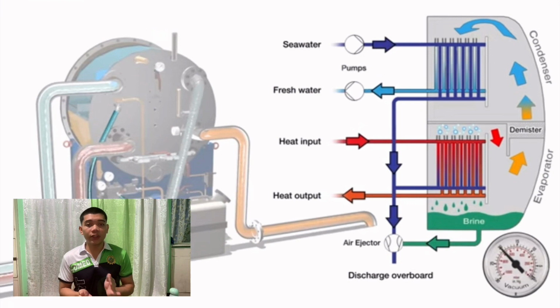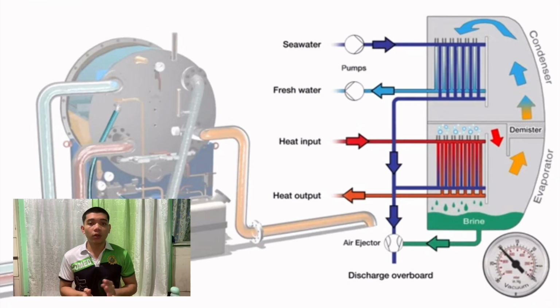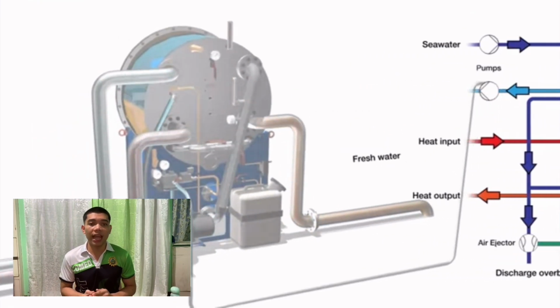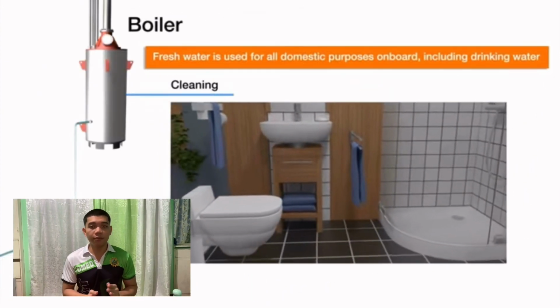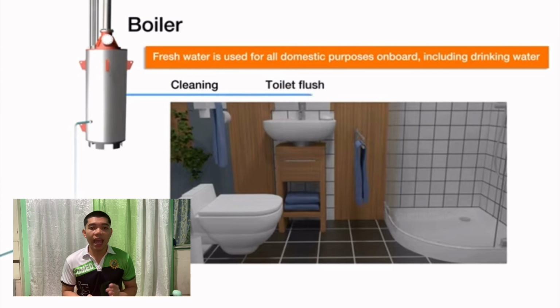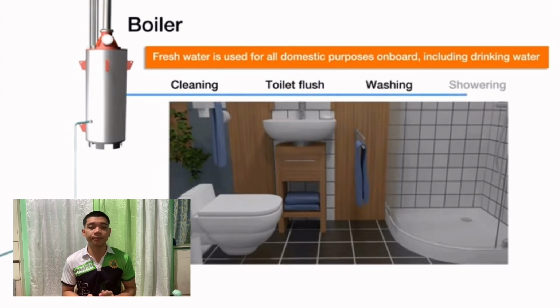Next is freshwater collection. The condensed freshwater is collected and stored in the freshwater tank on board the vessel. The tank may include level sensors and controls to maintain a steady supply of freshwater as needed.